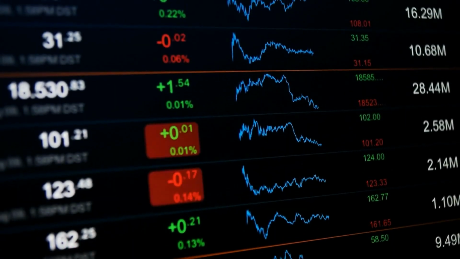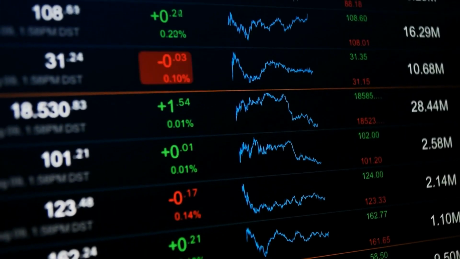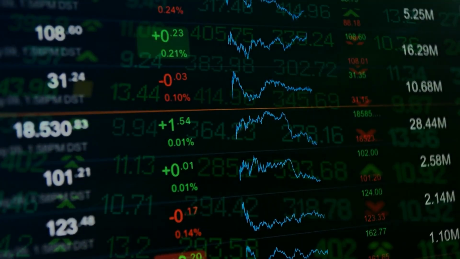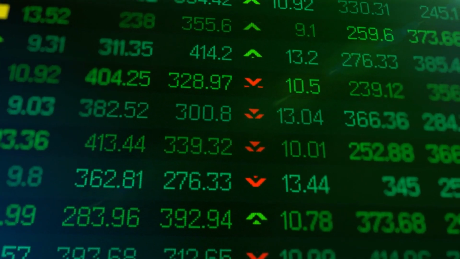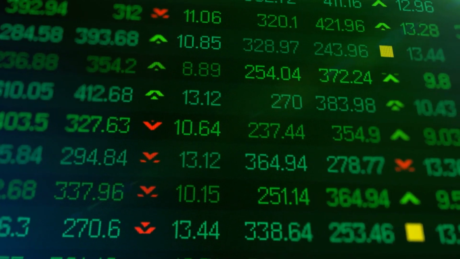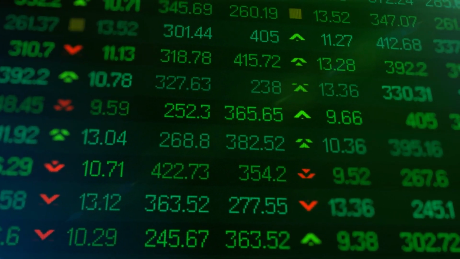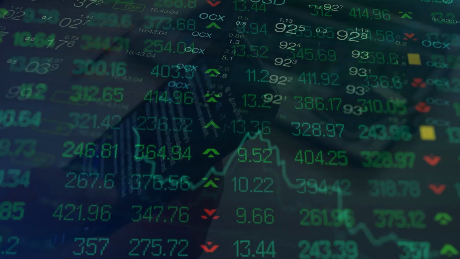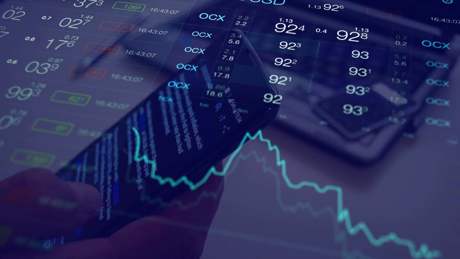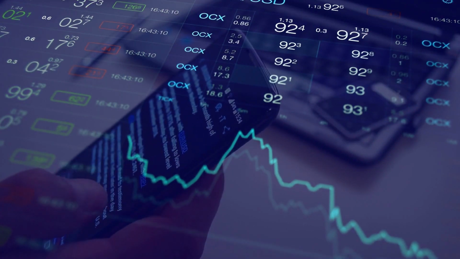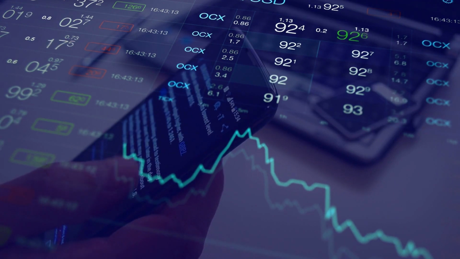The volume can also provide clues as to when to enter or exit a position. If the stock price is rising and the volume is high, it may be a sign that the stock is in a strong uptrend and that it's a good time to buy. Conversely, if the stock price is falling and the volume is high, it may be a sign that the investors are selling and it's time to exit the position.